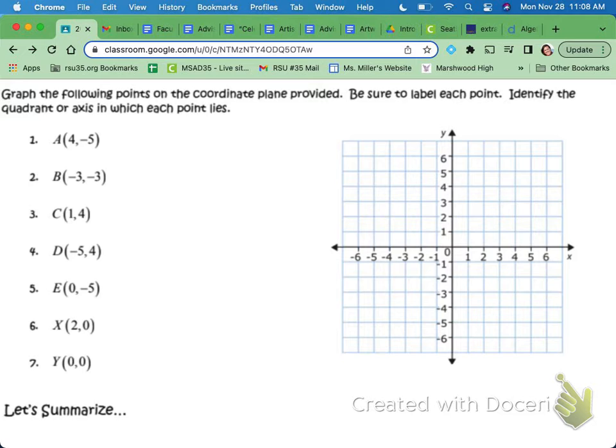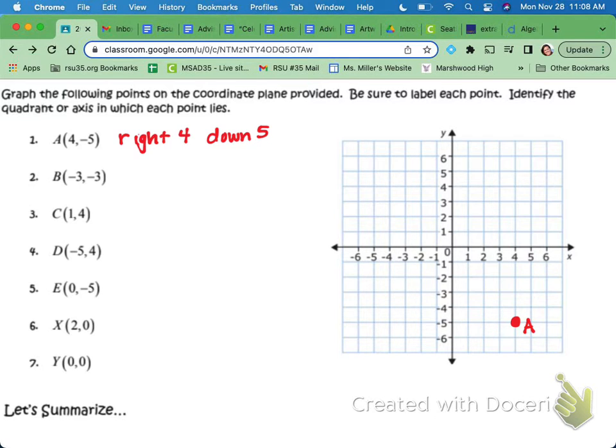Where would point A be if it was at (4, -5)? I would go to the right 4, and then I would go down 5. So right 4, down 5. Guys, quiet please. You would put your point A down here. Make sure you label it with an A.